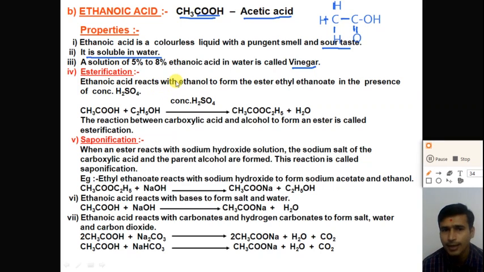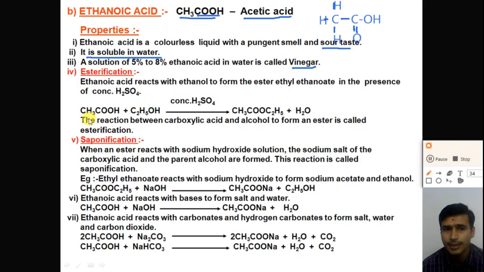Ethanoic acid reacts with ethanol to form the ester ethyl ethanoate in the presence of concentrated H2SO4. This property is called esterification. So how is the ester formed? Ethanoic acid reacts with ethanol to form the ester ethyl ethanoate, which is the other name of the ester, in the presence of concentrated H2SO4, concentrated sulfuric acid.